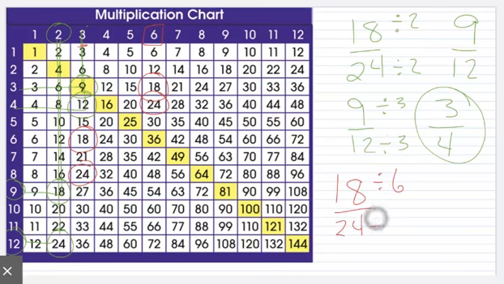So 18 divided by 6 and 24 divided by 6. Now using the same trick I used on the chart, if I follow the 6 down to the 18 and follow it over to here, 18 divided by 6 equals 3. And if you follow the 6 down to the 24 and then follow it over, 24 divided by 6 is 4. So what we just did there is we took a 2-step problem and we turned it into a 1-step problem. We got the same answer, we were just able to do it faster.